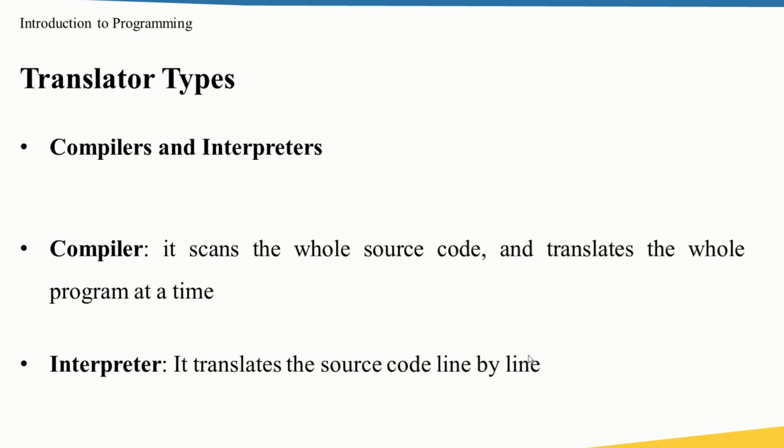Whereas in the case of an interpreter, it translates the source code line by line. In other words, it translates one line at a time, sends this line to execution, and then translates another line and sends it to execution, and we repeat the same cycle again and again in the case of an interpreter. The detailed comparison between compilers and interpreters is out of the scope of this course.